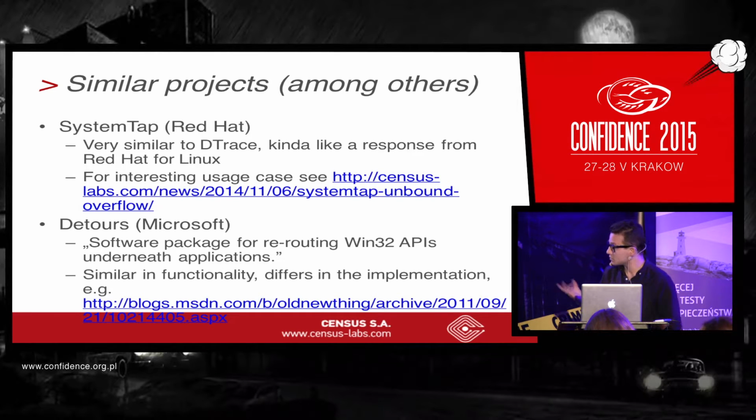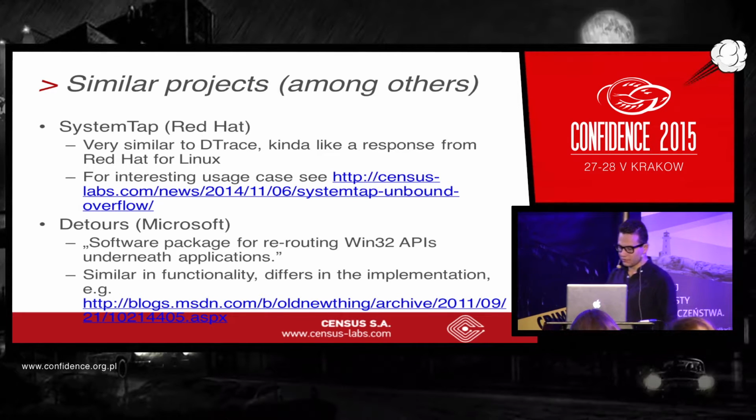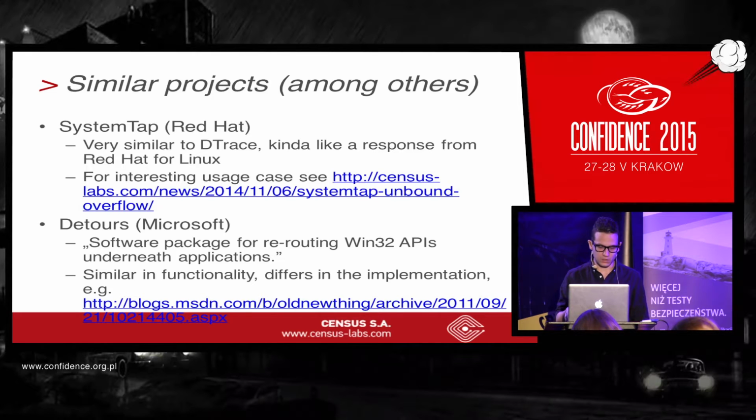For an interesting usage case, you can refer to our blog post. And Detours, this was started before DTrace, or in the same years, in the 90s. And this is actually funny, because if you've reversed any DLLs from Microsoft, you've probably seen the mov edi, edi instruction in the function prologue. This is actually a hot patch for Detours. So it does introduce overhead, but it's very slight. You can read about mov edi, edi at the provided link.